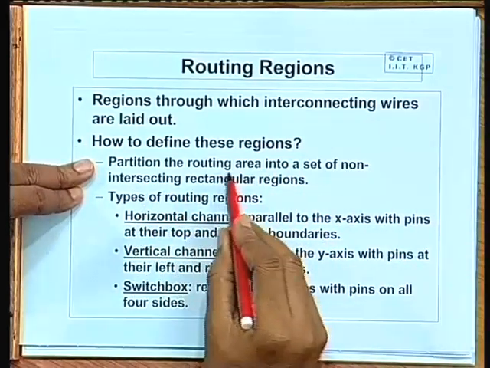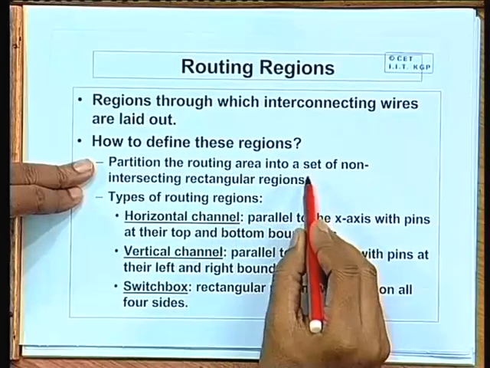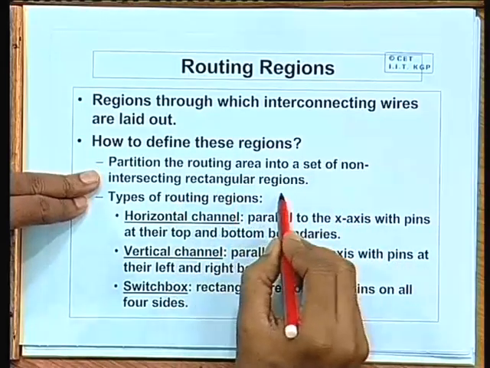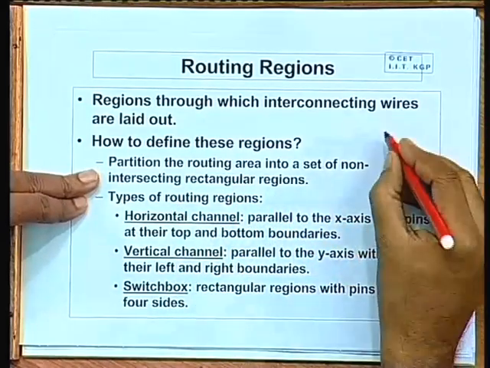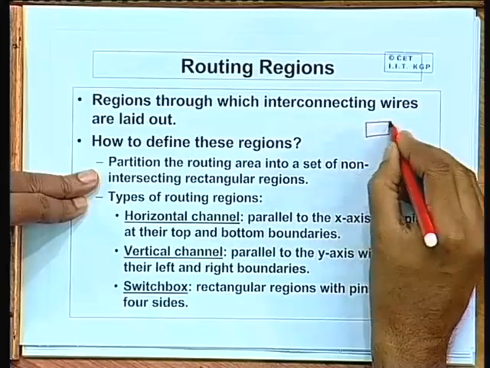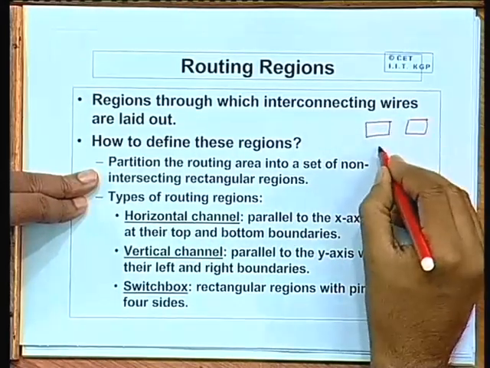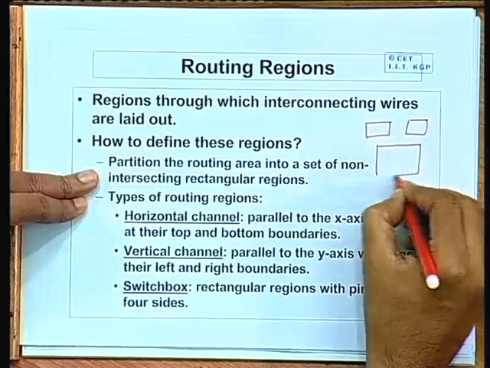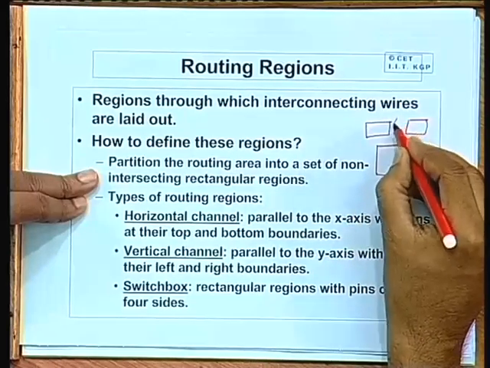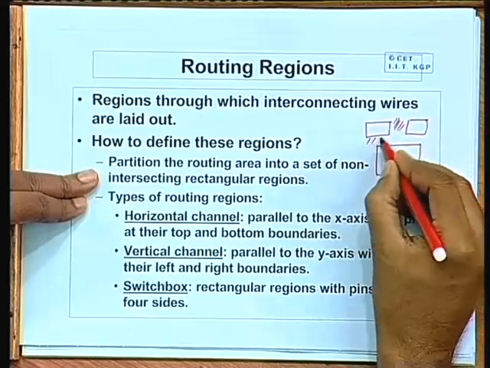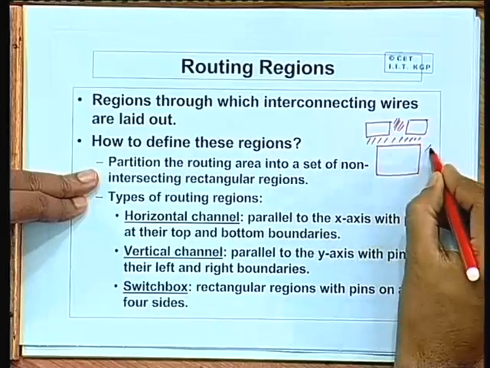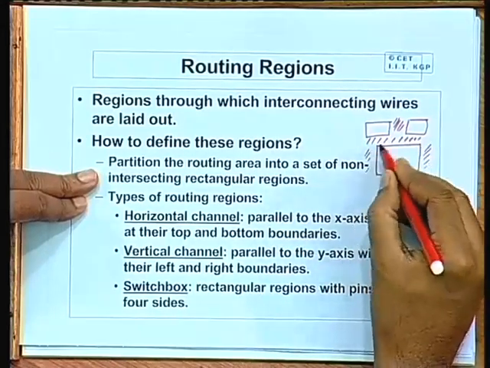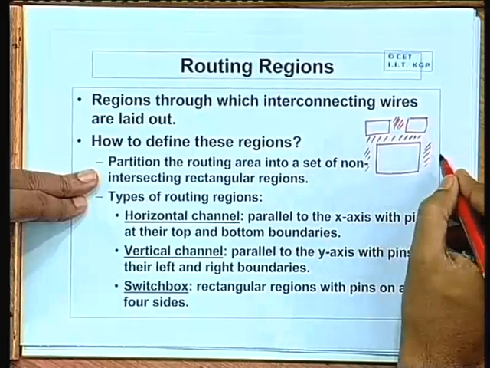You can partition the total routing area available to you into a set of non-intersecting rectangular regions. Like suppose you have blocks laid out like this, then you can say that, well, this will be one region, this will be one region, this will be one region, this will be one, all will be rectangular in shape. Okay.